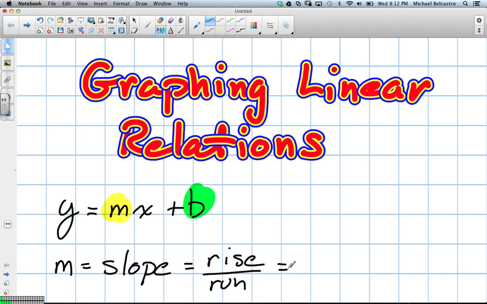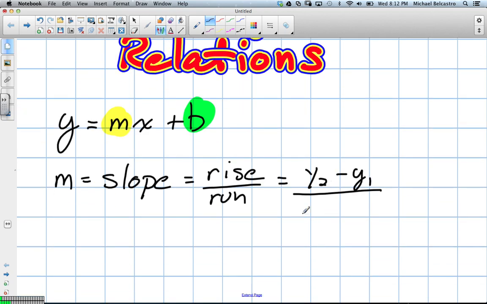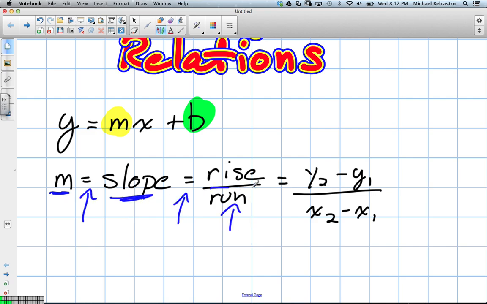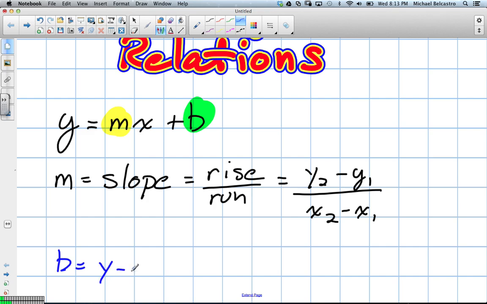And do you know how to find the rise over the run when you have 2 points? There's a little formula. y2 subtract y1, divided by x2 minus x1. Okay, so look at all these equal signs. So m is equal to the slope, which is equal to the rise divided by the run, which is equal to the change in the rise divided by the change in the run. All these things are equal, so they should hopefully help you find the slope. While b is just the y-intercept.